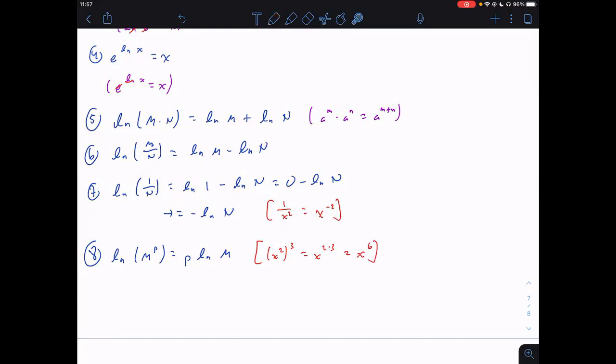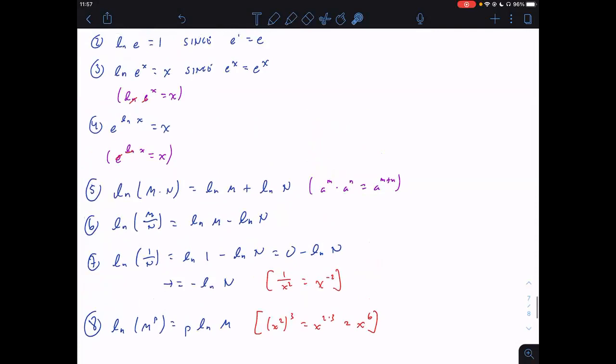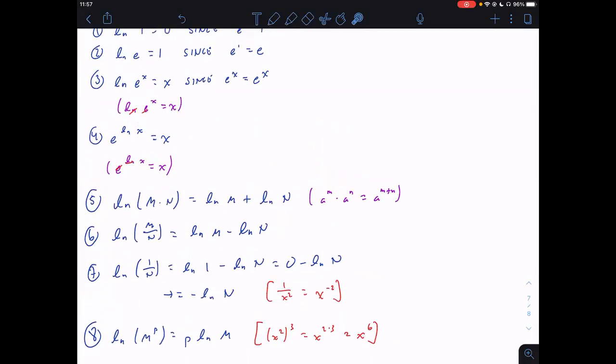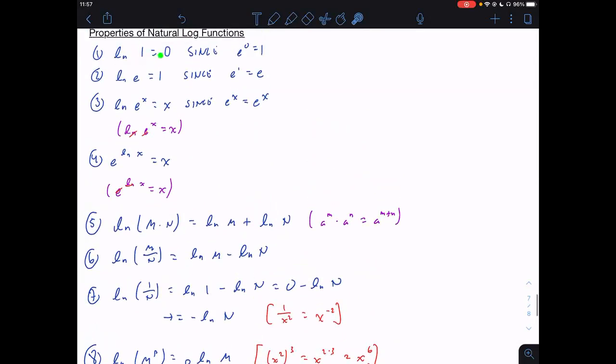Okay, so we're using those rules of exponents, but in terms of the natural log. And again, these rules apply similarly to any base a. The log of any base of 1 equals 0. The log base a of a, if the base of our log is the same as our number, will always equal 1.